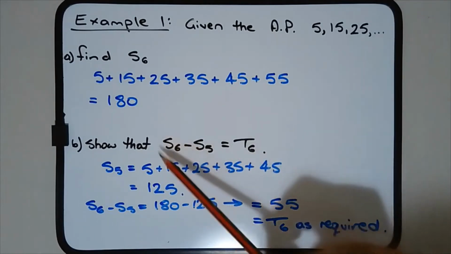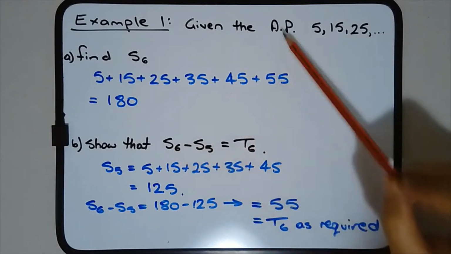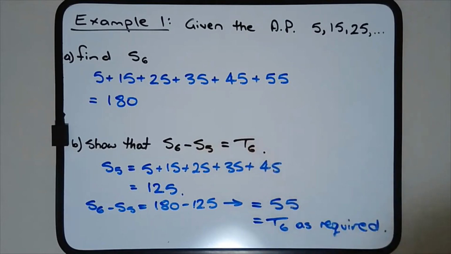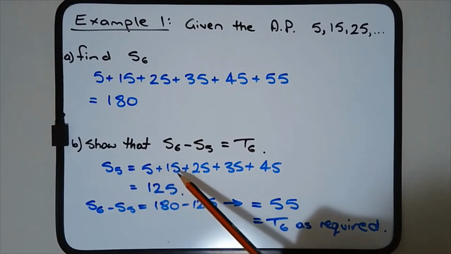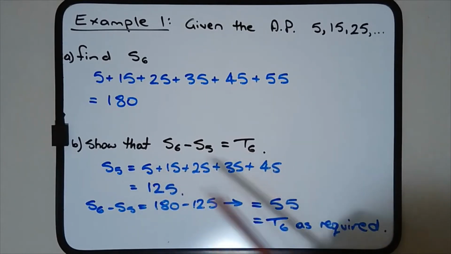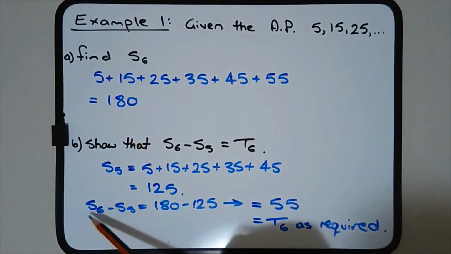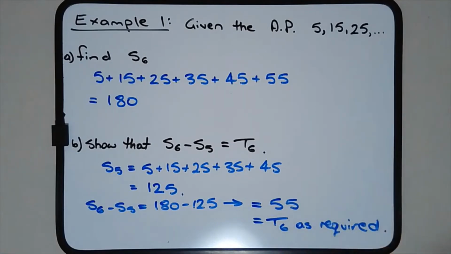Part B, show that S6 minus S5 is equal to T6. So that's the sum of the first 6 terms minus the sum of the first 5 terms of this arithmetic progression, and we need to show that it equals the 6th term. So S5 is equal to 5 plus 15 plus 25 plus 35 plus 45, and that equals 125. Now S6 we've worked out from part A, which is 180. So S6 minus S5 is equal to 180 minus 125, which equals 55, which equals T6 as required.